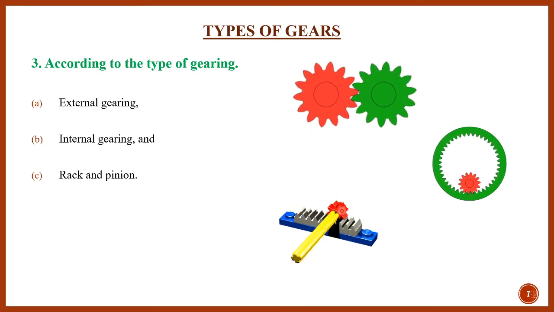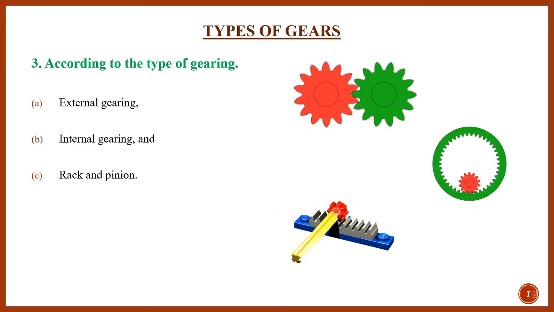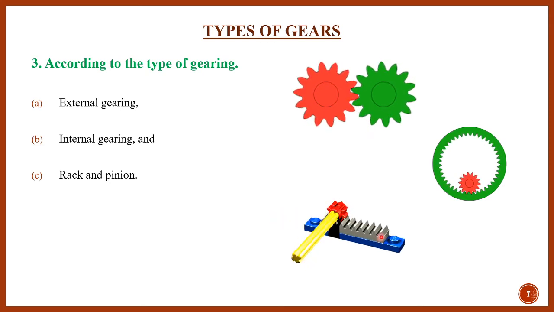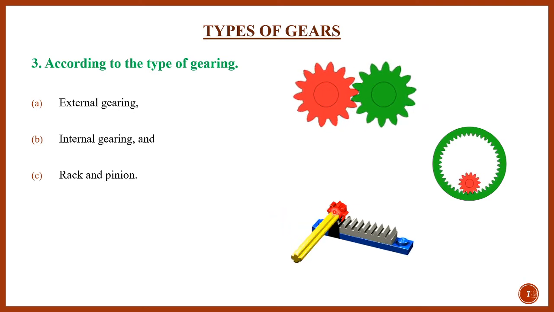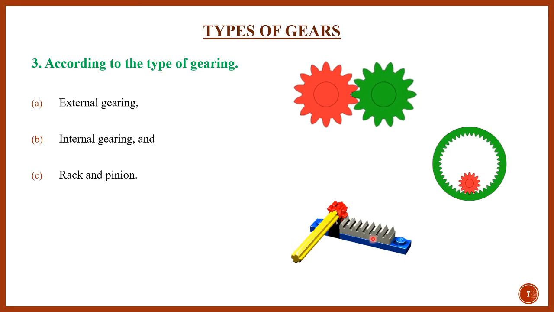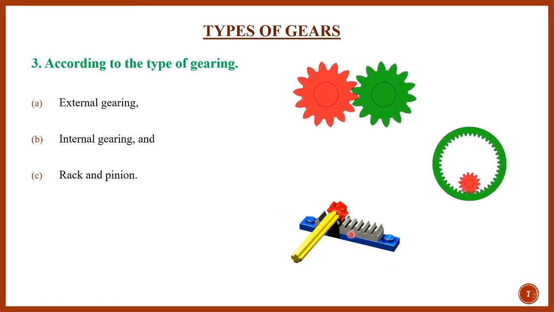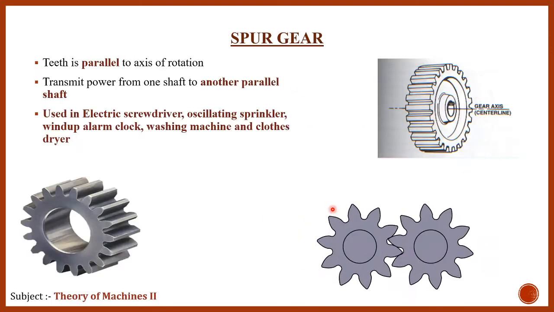But in this case, this red gear, which is called the pinion, has the rotary motion, and the rack has the linear motion. If the pinion is the input, rotary motion is converted into linear motion. If the rack, which has the linear motion, becomes the input, then that linear motion is converted into rotary motion.